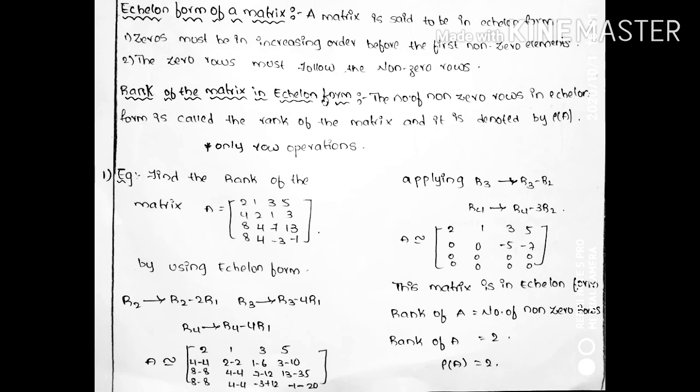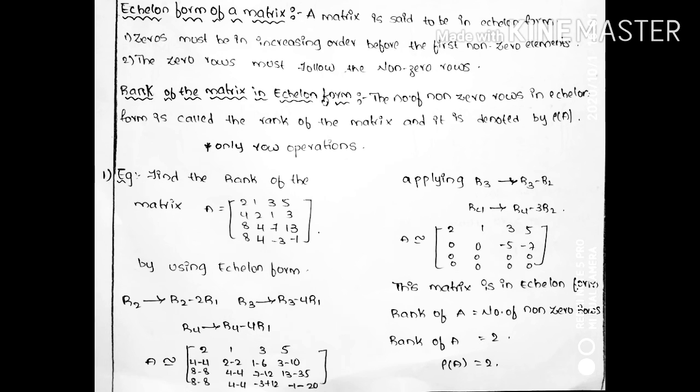Now which is converted into the echelon form. So how is it converted into the echelon form? Zeros are in increasing order and the zero rows must follow the non-zero rows. In the second row you have 2 zeros and the third row you have 4 zeros and fourth row you have 4 zeros. So zeros are in increasing order before the first non-zero elements. Okay, this matrix is in echelon form.